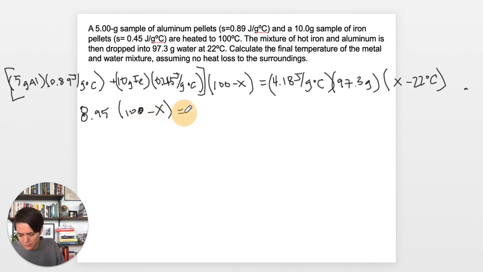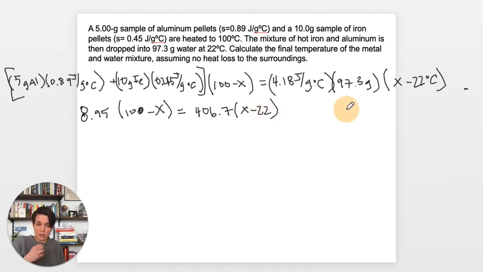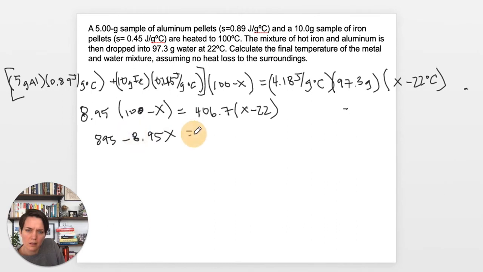would be equal to our 406.7 times x minus 22. Okay, so that's just performing the mathematical operations that we can before applying our distributive property. So that would be 895 minus 8.95x equals 406.7x minus 8,947.4. You should totally check my math.